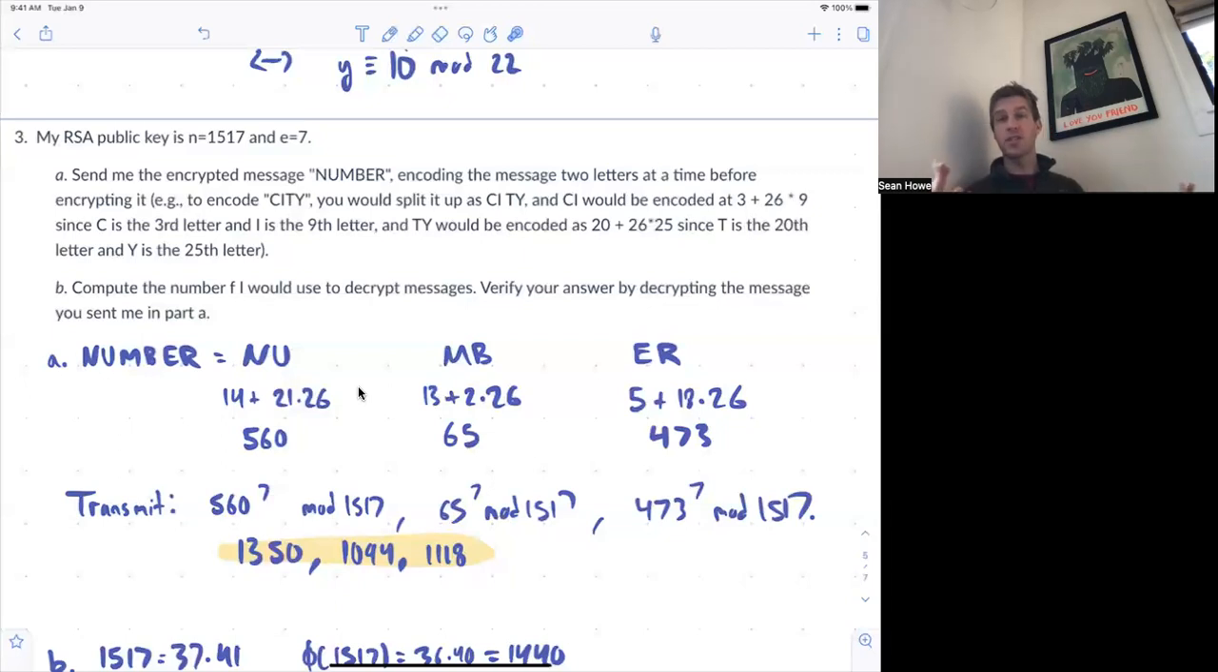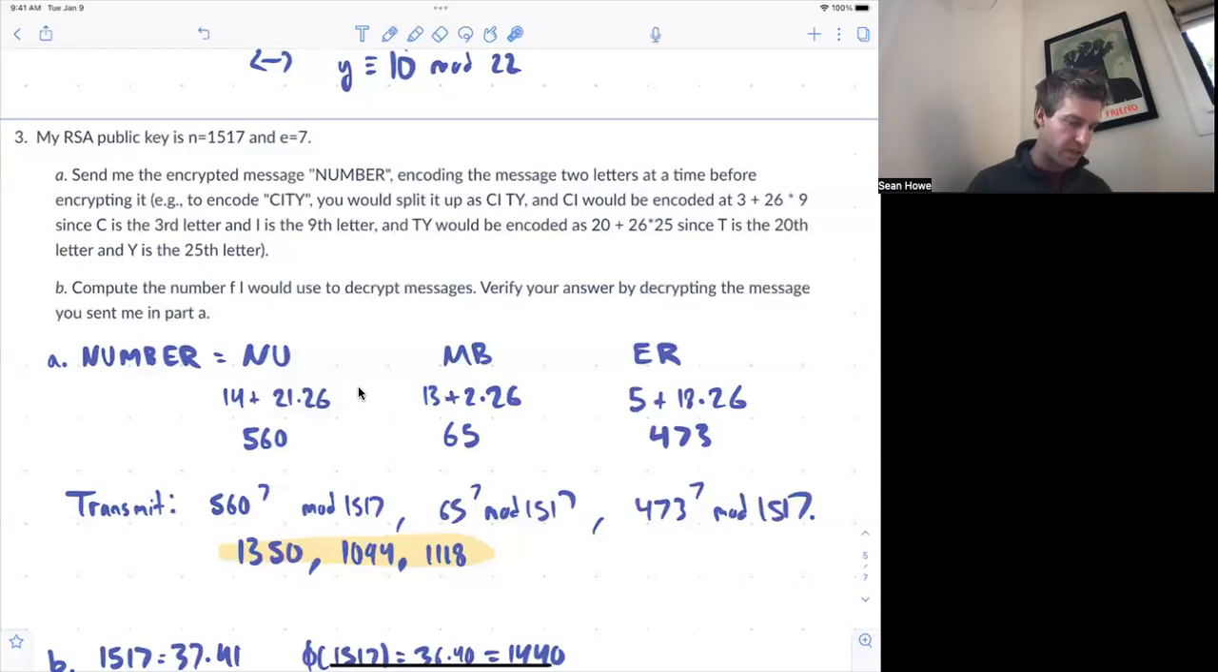Of course, on the exam, you won't have Sage, and you won't have a calculator, so it'll be hard. I wouldn't ask you to compute 560 to the 7, for example, mod a 4-digit number, and I don't think I could do that correctly. So the computations won't be this complicated.